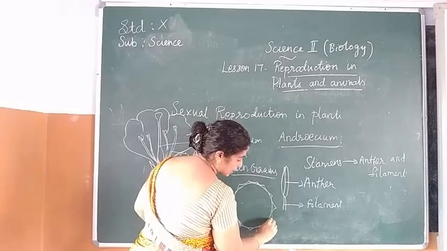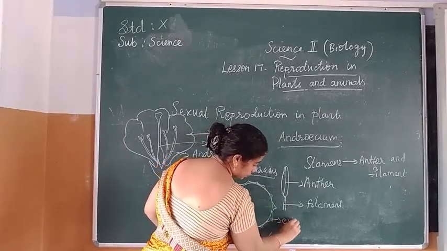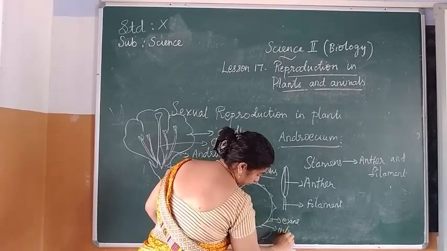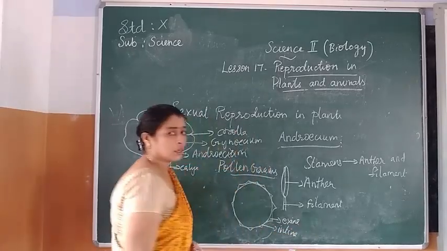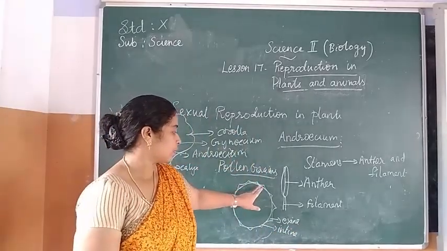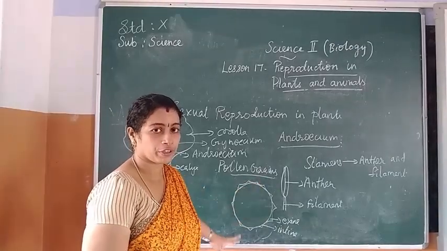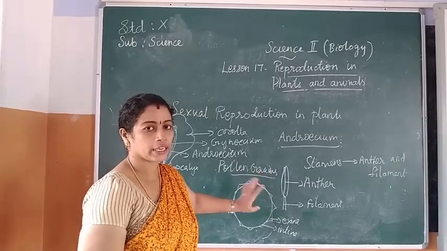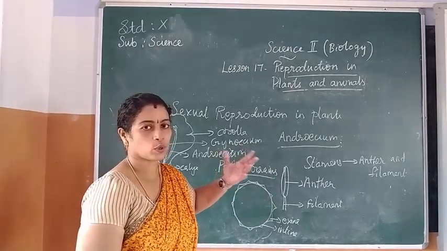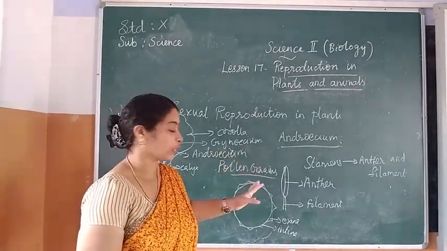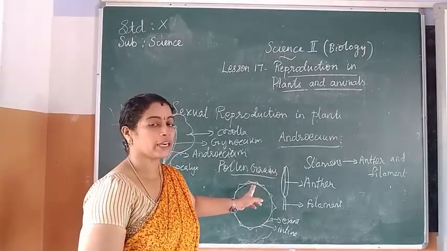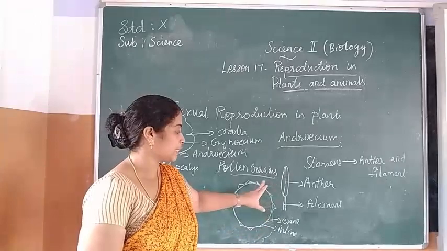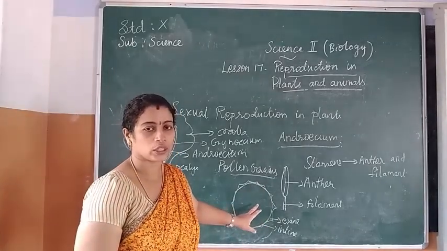The outer wall is known as exine, and the inner wall is known as intine. The outer wall is rough in nature. It is made up of pectin, sporopollenin, etc. Next one, the inner wall. It is made up of pectin, cellulose, etc. The inner wall is smooth in nature.